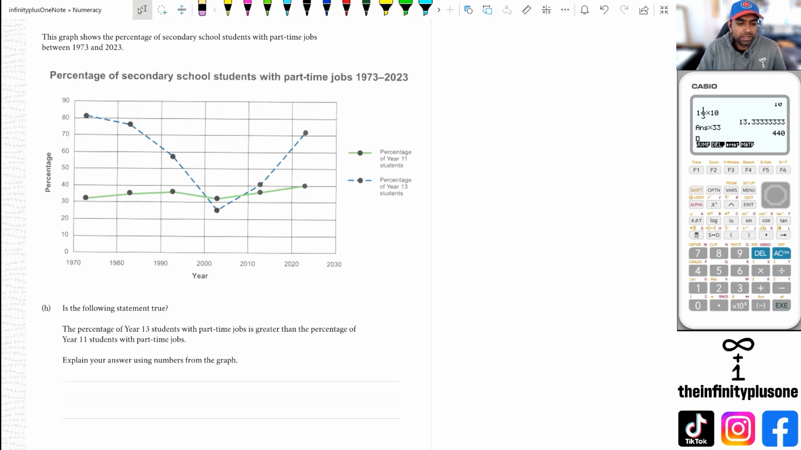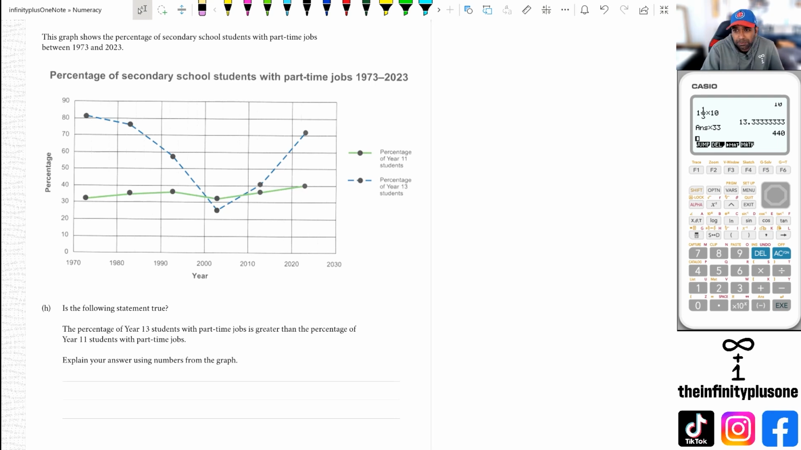All right, with this particular question, what we've got is the percentage of secondary school students with part-time jobs. There's a bit of a decline for the year 13s. Interested to know why, but is the following statement true? The percentage of year 13 students with part-time jobs is greater than the percentage of year 11 students with part-time jobs. Explain your answer using numbers from the graph.